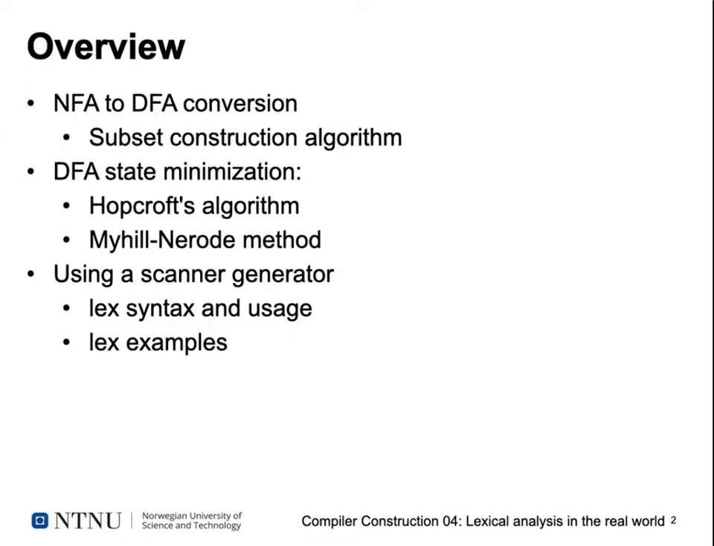So today we are taking a closer look at how to transfer the NFAs we've constructed last time to deterministic automata, so NFA to DFA conversion. For this, we have a so-called subset construction algorithm, which finds common states in the NFA which can be joined together in single DFA states. Then we take a look at how to minimize the state space of a DFA, so how to build minimal DFAs using two different approaches. The first one is using Hopcroft's algorithm, the second one is using the Myhill-Nerode method.